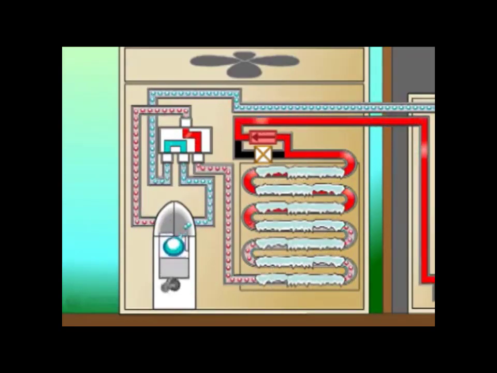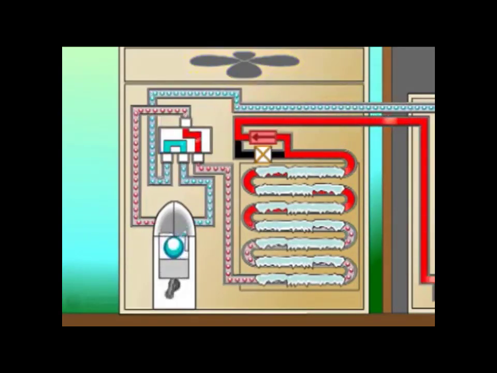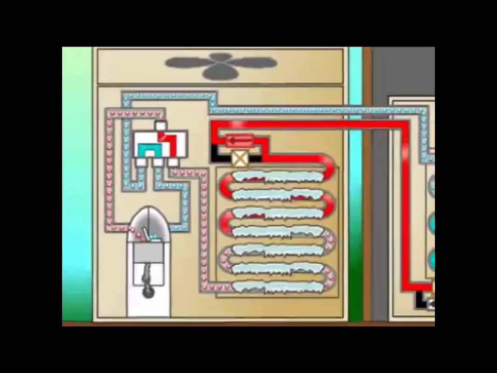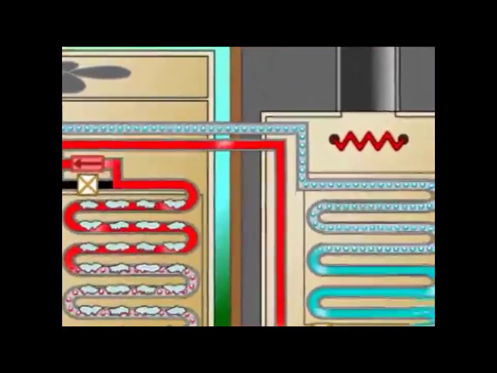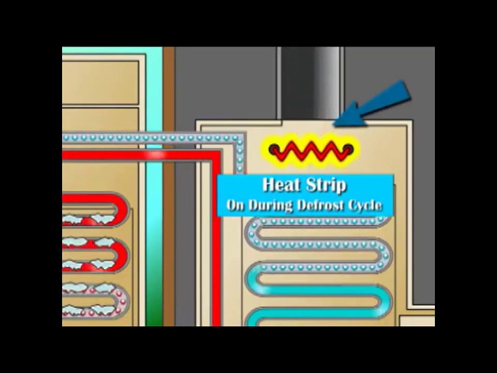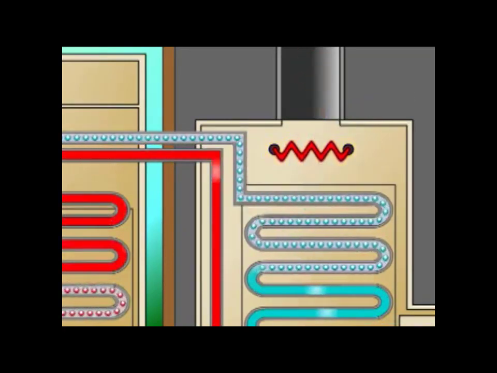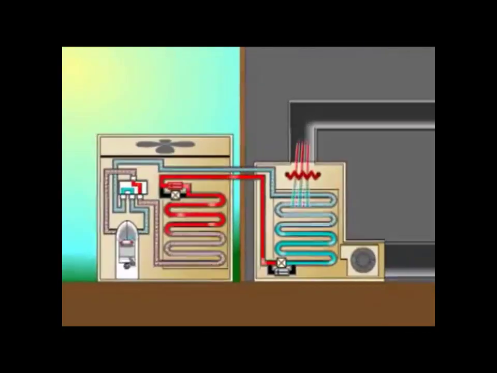To speed this process up, outdoor fan operation is terminated throughout the defrost cycle. Also notice that the indoor airstream, now being robbed of its heat, becomes very cold, which is not a desirable condition during winter. To compensate for this condition, the auxiliary heat is activated for the duration of the defrost cycle. After a few minutes, the outdoor coil is frost-free and the defrost cycle is terminated. And that's how a heat pump works.